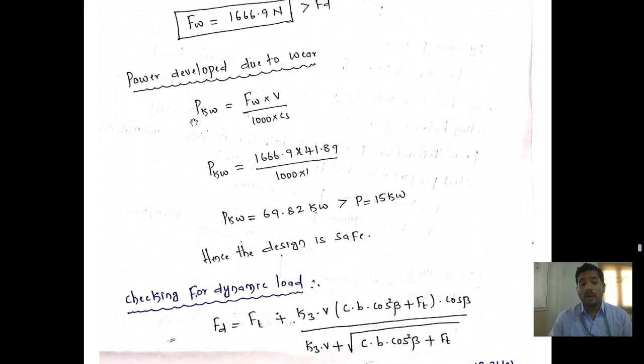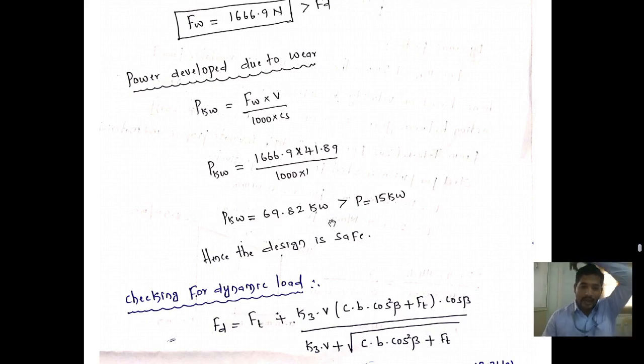If you want to find out P, we have to use the formula P kilowatt is equal to FW into V by 1000 into CS. So we have to substitute over here: 1666.9 into V, nothing but the linear velocity 41.89, by 1000 into CS value is 1. If you divide the value with the help of calculator, then you will get the answer is 69.82 kilowatt.